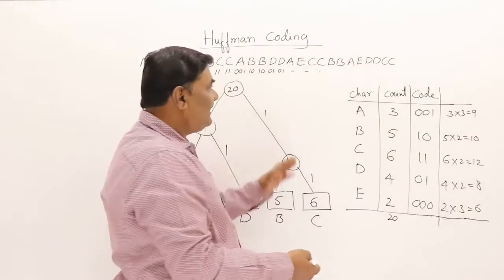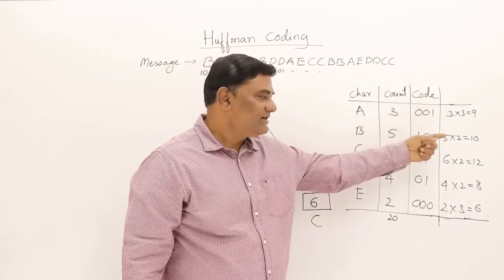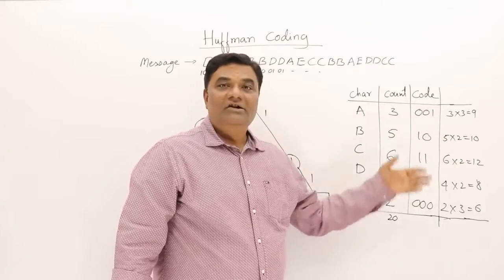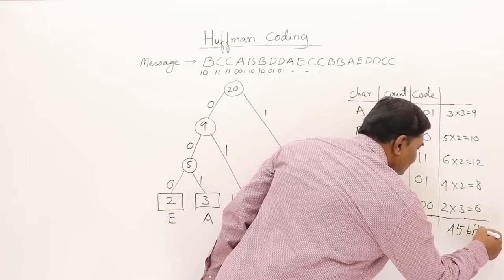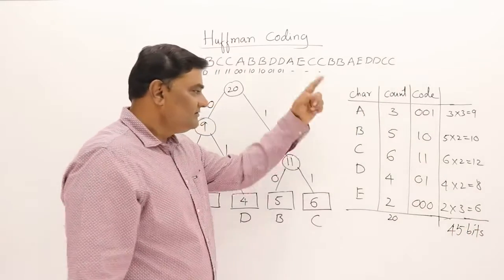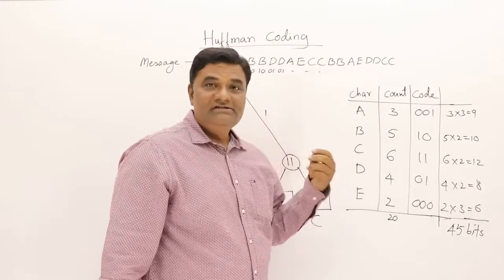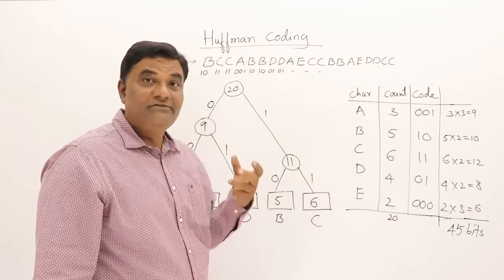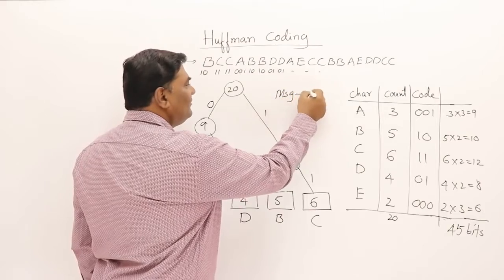So for the entire message, I have taken how many times each character is appearing and the sizes of the codes, and I got this. Now the total number of bits is 45 bits. The size of the message is 45 bits. It means if I encode all, I just need 45 bits.